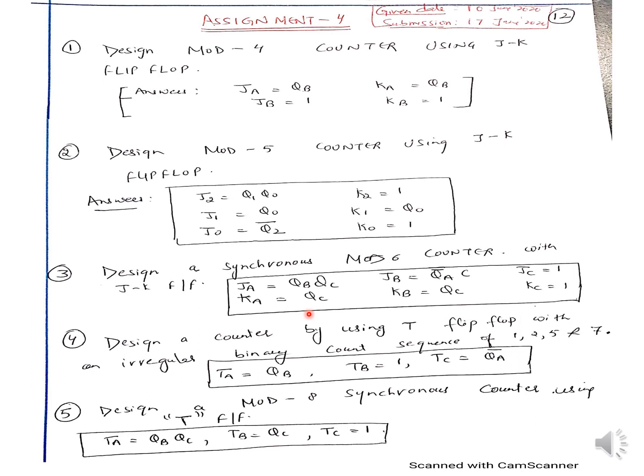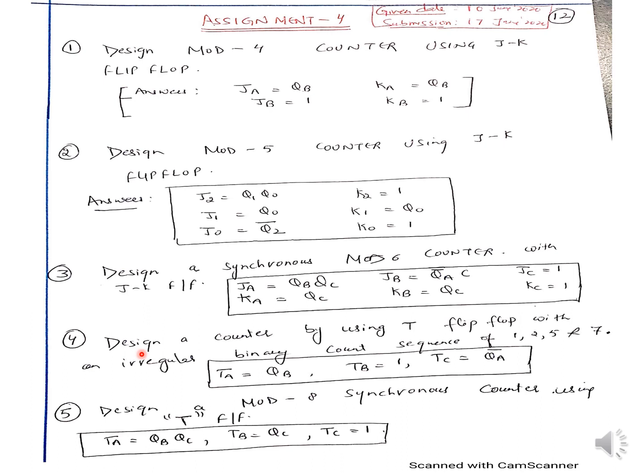So question number 3, you can just check question number 3. It is design a synchronous counter. Yeah, is this working now? Design a synchronous mod 6 counter with JK flip-flop. So it's a mod 6 counter now. It was mod 5, now it is mod 6. So it will count 0 to 5, and the rest of the states will be taken as don't care.